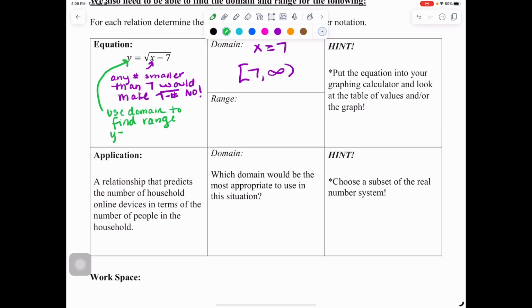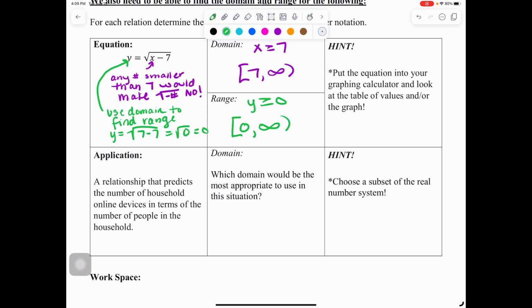So we'd have y is equal to the square root of 7 minus 7, which is equal to the square root of 0, which is equal to 0. So now I know the smallest number in my range is 0, and anything else is going to be up from there. So y is greater than or equal to 0, which means 0 is our lowest, and we're going towards infinity. Infinity is never included, so open bracket. The 0 is included, so closed bracket.